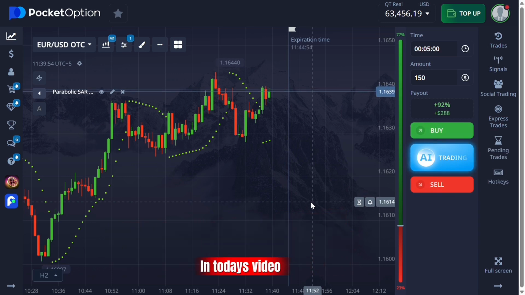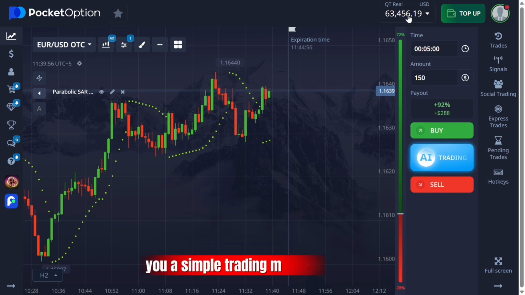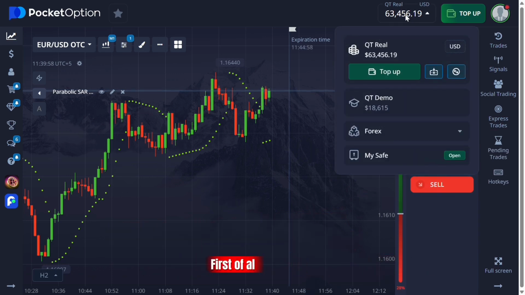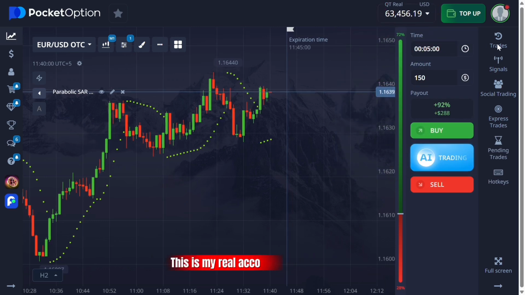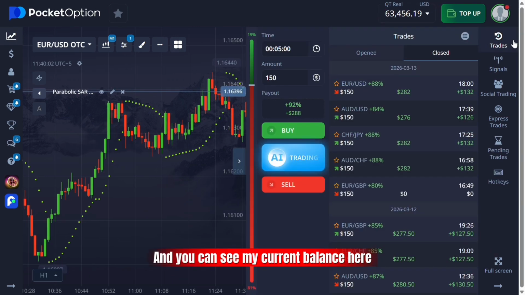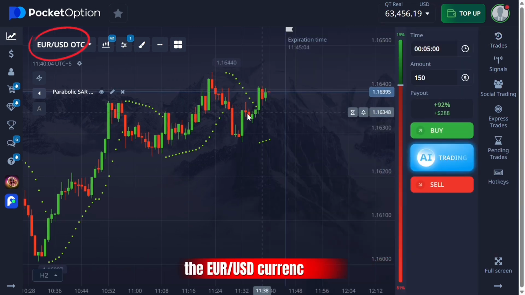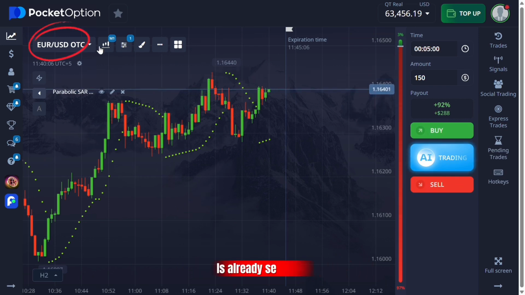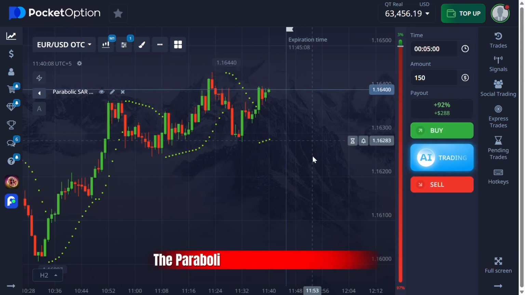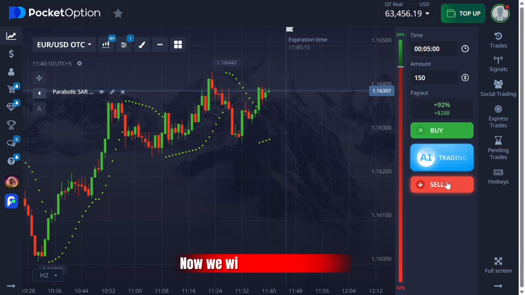In today's video, I am going to show you a simple trading method that you can easily use. First of all, let me show you my account. This is my real account, and you can see my current balance here. As you can see, the EUR-USD currency pair is already selected, and we have also applied the parabolic SAR indicator on the chart. Now we will set the trade time.